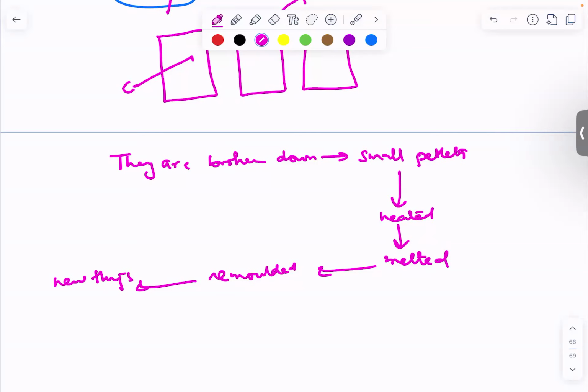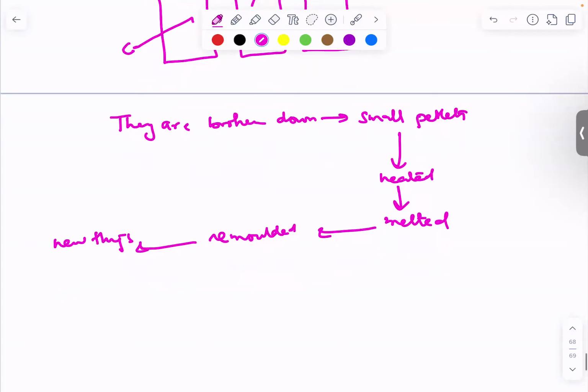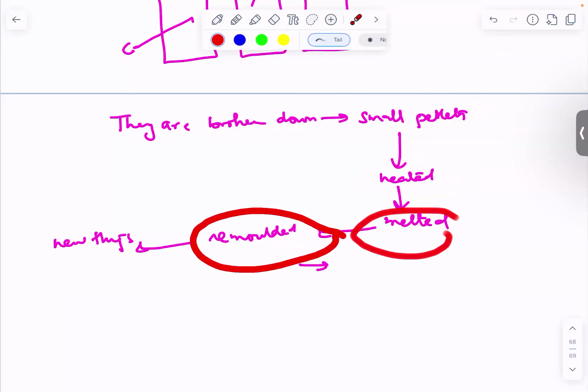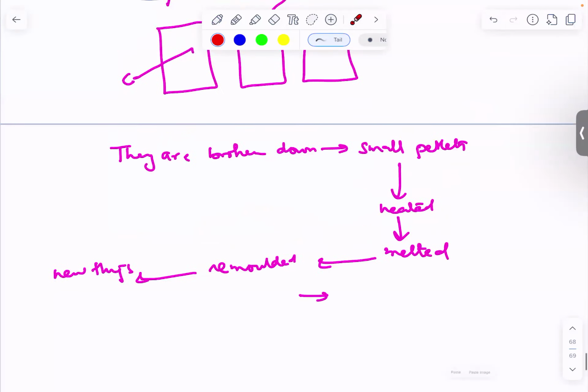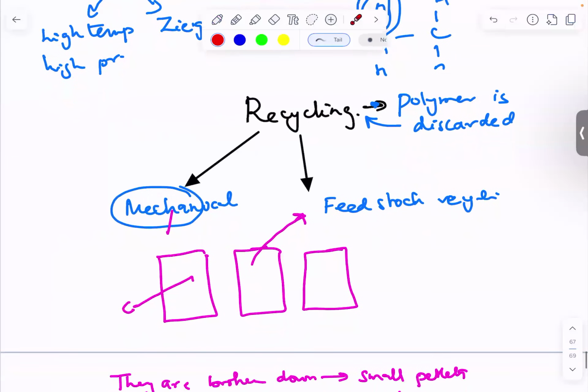So, you know what? Soft drink bottles are made up of polyethylene terephthalate, and they are used to make fleece clothes. So the drink bottles can be used to make fleece clothes. So how can you make fleece clothes? By using PET, polyethylene terephthalate, right? So we use the same process: first we break it down into small pellets, then we heat it, melt it, we remold it, and we can make a new thing out of it. So this is called mechanical recycling.